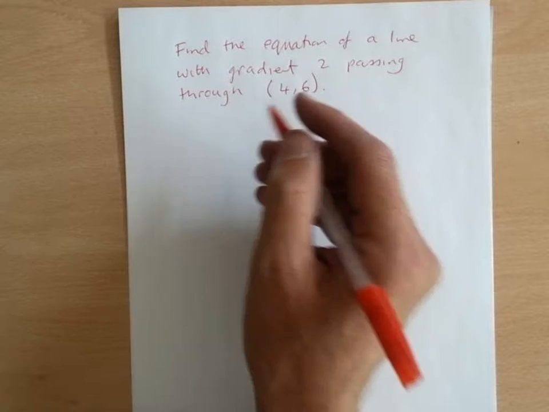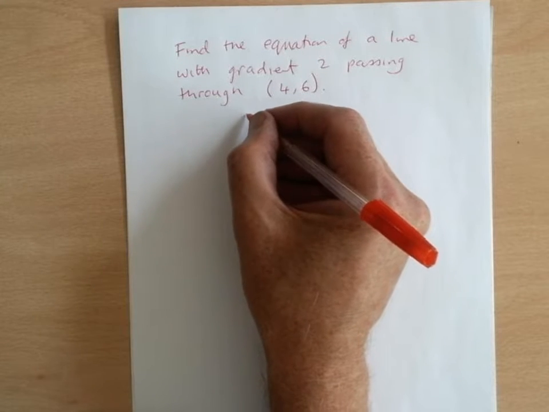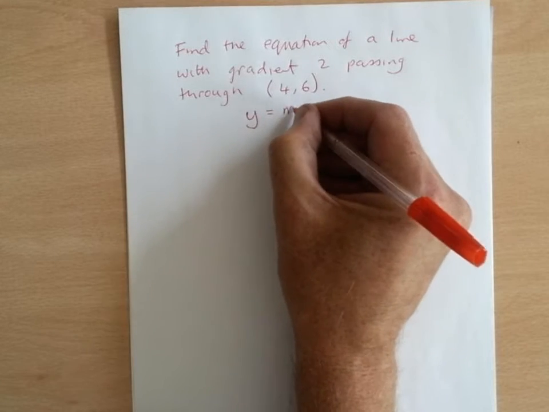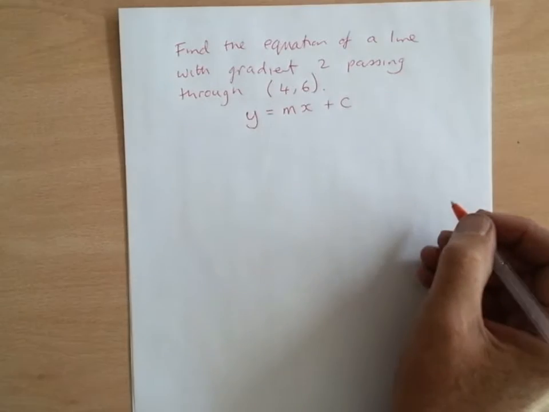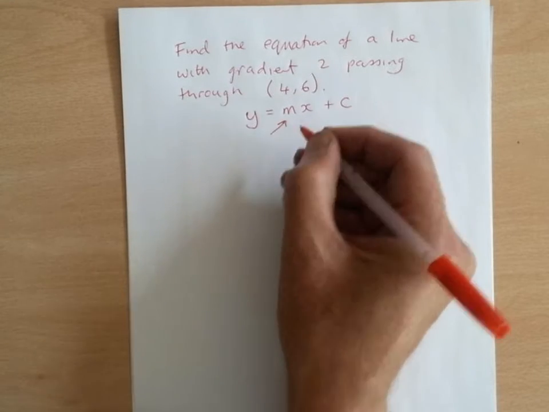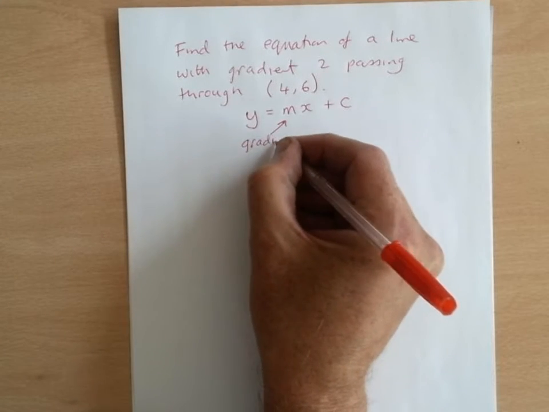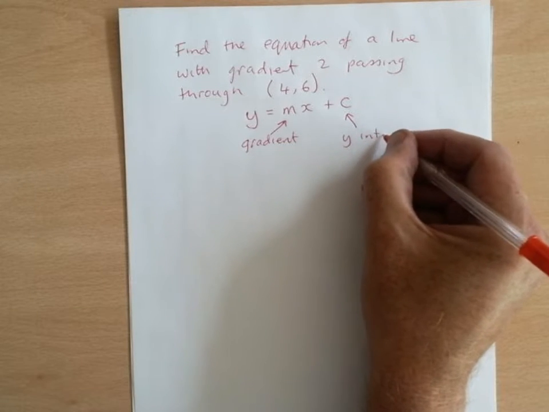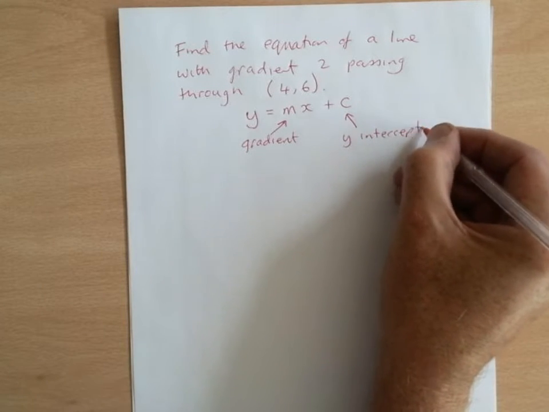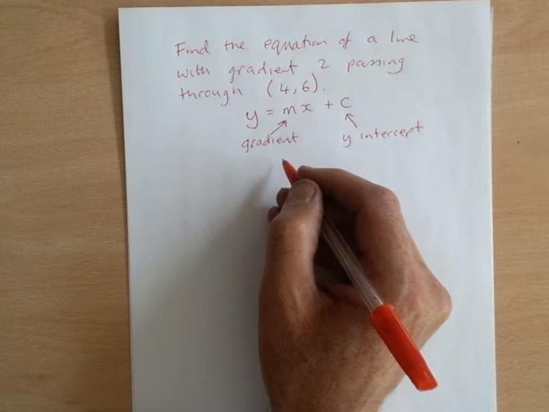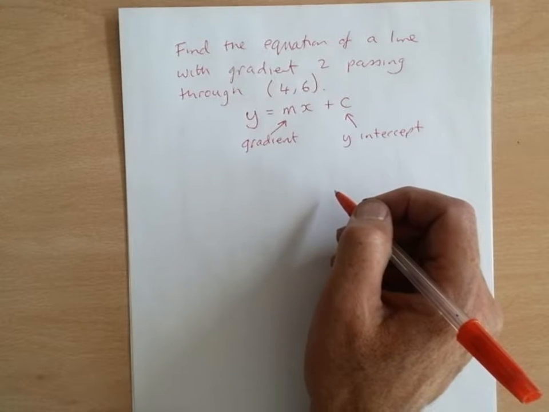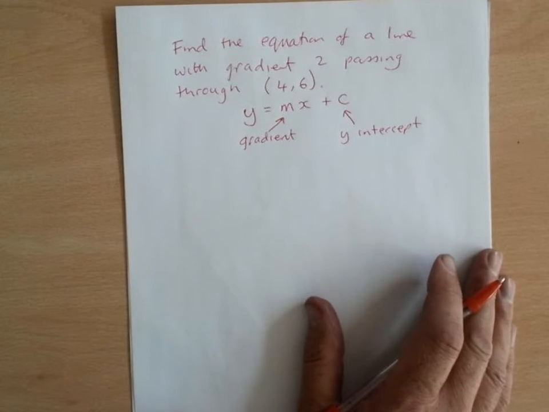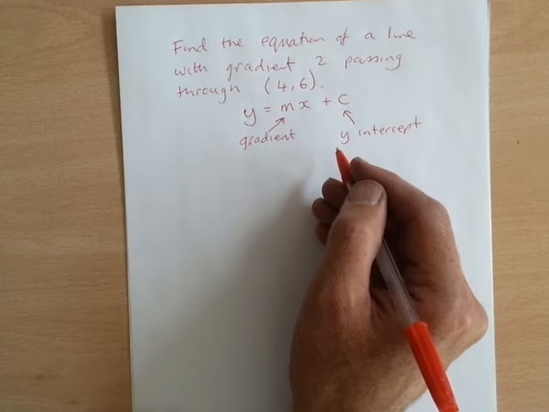First of all, the equation of a straight line is given by the general form y equals mx plus c, where the m shows you the gradient and the c tells you the y-intercept. The gradient is how steep the line is, and the intercept is where it crosses the y-axis.